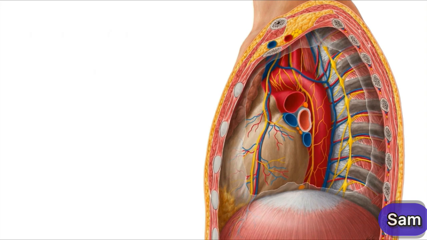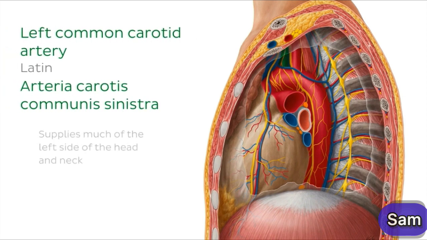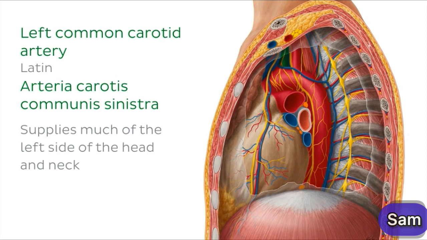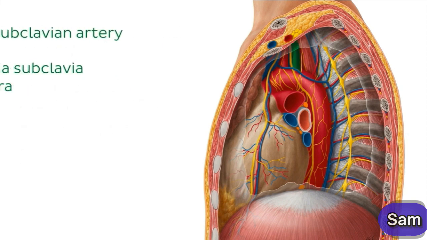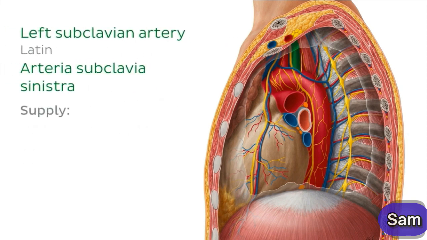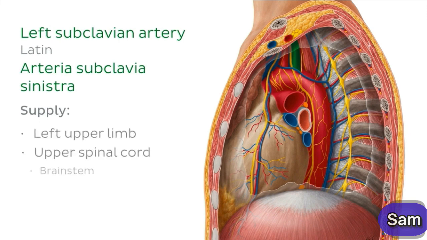The aortic arch gives off three large branches, which are the brachiocephalic trunk, which is not visible in this illustration, the left common carotid artery, which supplies much of the left side of the head and neck, and the left subclavian artery, which provides arterial supply for the left upper limb, as well as the upper spinal cord, the brainstem, the cerebellum, and the posterior cerebrum.